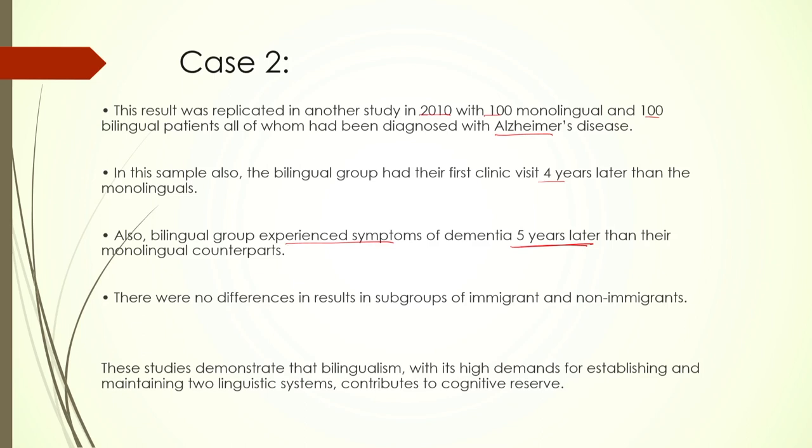And they found that same kind of difference. So, experiencing dementia started 5 years earlier for monolinguals compared to bilinguals, and the hospital visit or clinic visit was also different by 4 years. However, there was no difference between subgroups of immigrant versus non-immigrant. There was no difference on this count.